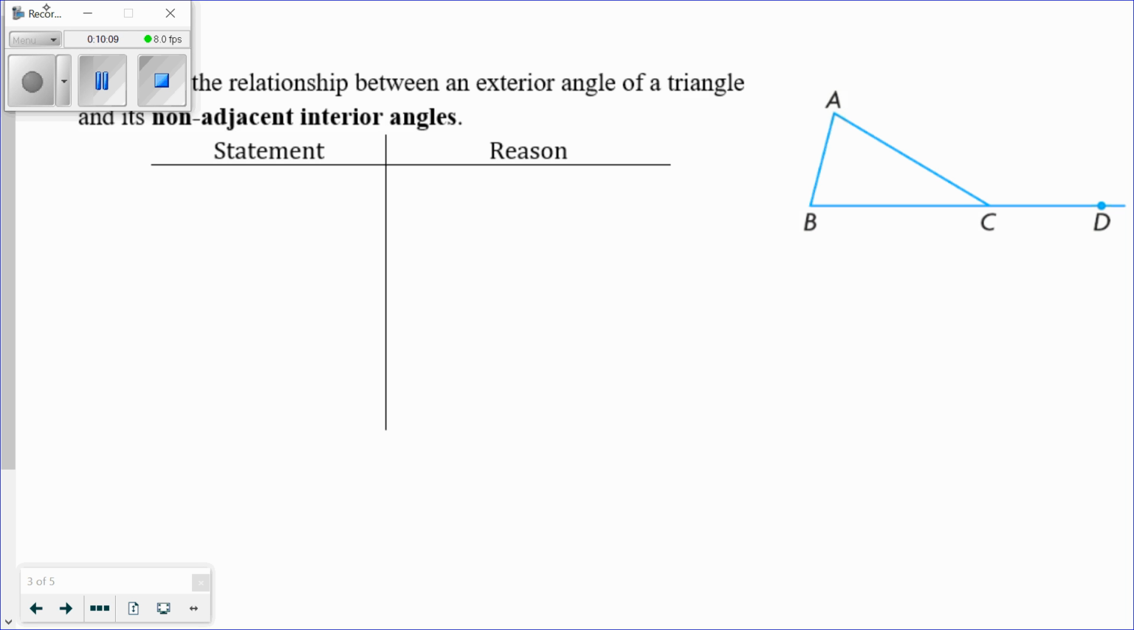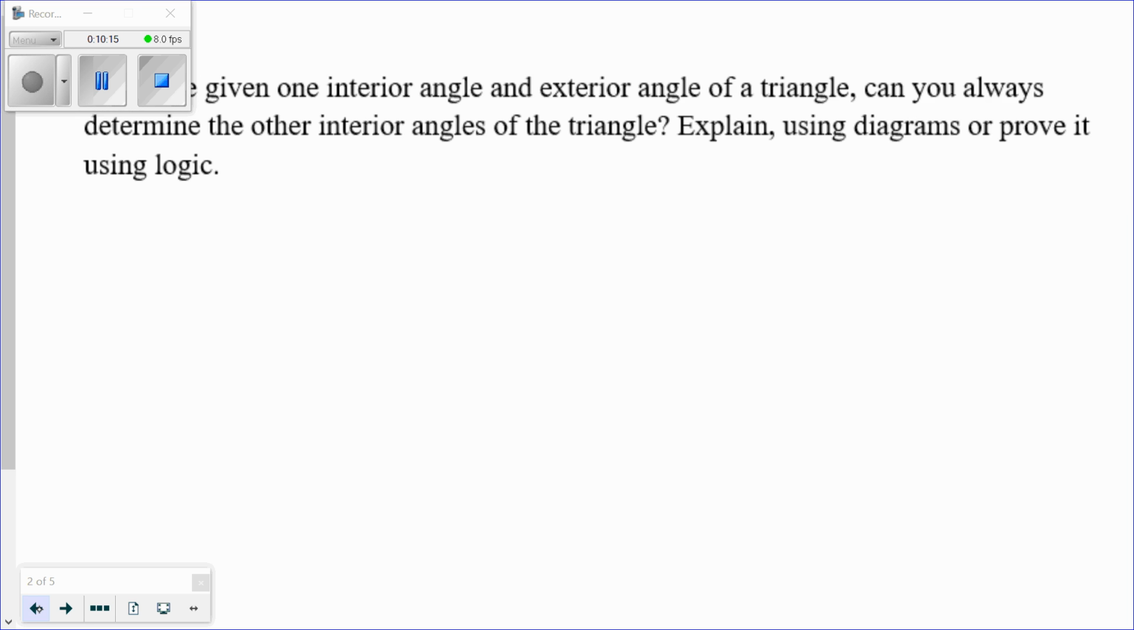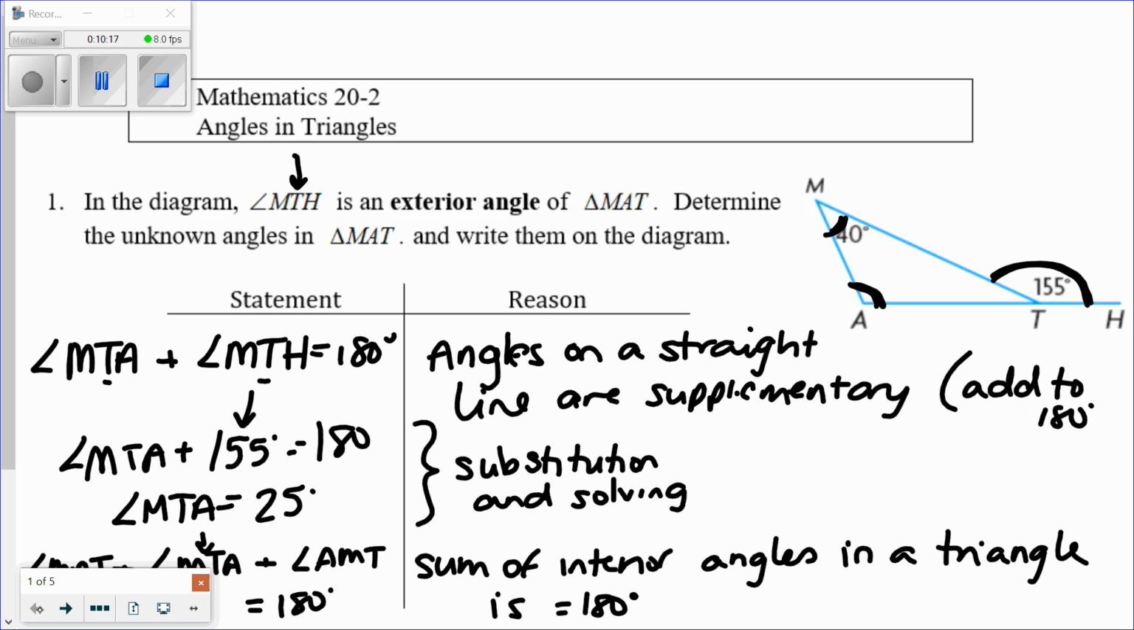So it says determine the relationship between an exterior angle of a triangle. I guess I didn't really define it on that last page. Angle MTH is an exterior angle of triangle MAT. An exterior angle is when you continue the line out from the triangle, and it's the angle made from that. We also could have an exterior angle like this here, and right here. There are lots of different exterior angles when we have a triangle. So that's what an exterior angle is.